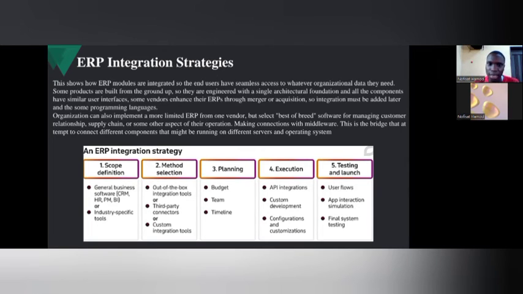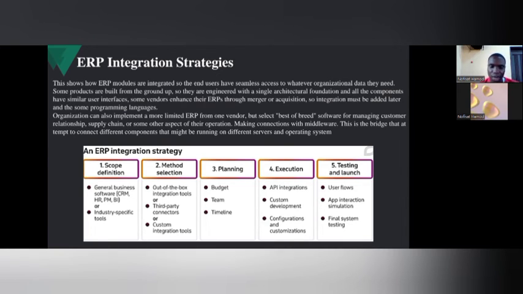Some vendors enhance their ERPs through merger or acquisition, so integration must be added later. Organizations can also implement a more limited ERP from one vendor, but select best of breed software for managing customer relationship, supply chain, or some other aspect of their operation. Making connection with the middleware, that is the bridge that attempts to connect different components that might be running on different servers and operating systems.